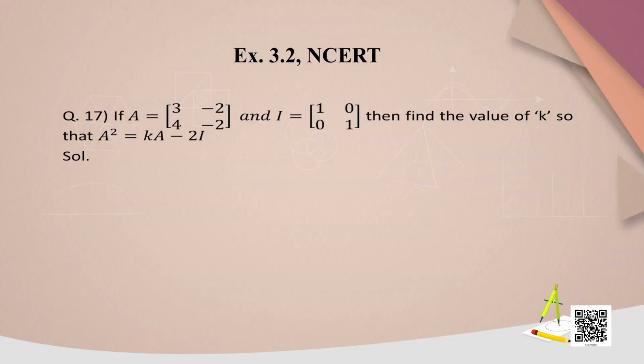So let's do one more question. Question number 17 of exercise 3.2 of NCERT. You are given a matrix A of 2 by 2 order, matrix I of second order, and you are supposed to find the value of K such that A square is equal to KA minus 2I. This matrix equation is satisfied.